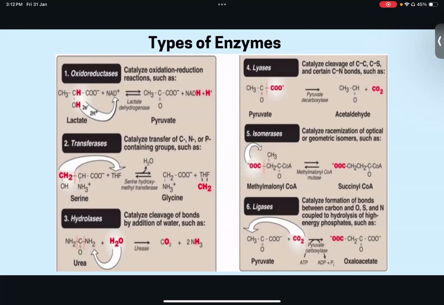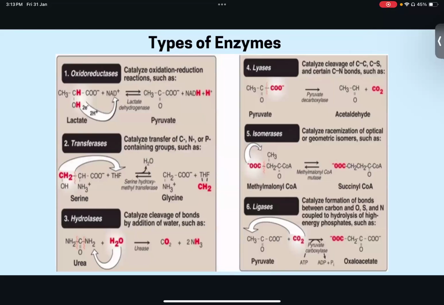Then we have the lyases, which catalyze the cleavage of either a carbon-to-carbon bond, a carbon-to-sulfur bond, or a carbon-to-nitrogen bond, such as in the reaction where pyruvate is broken down into acetaldehyde and carbon dioxide. You can see that it's one reactant and two products. So one reactant is broken down into two things. Okay.